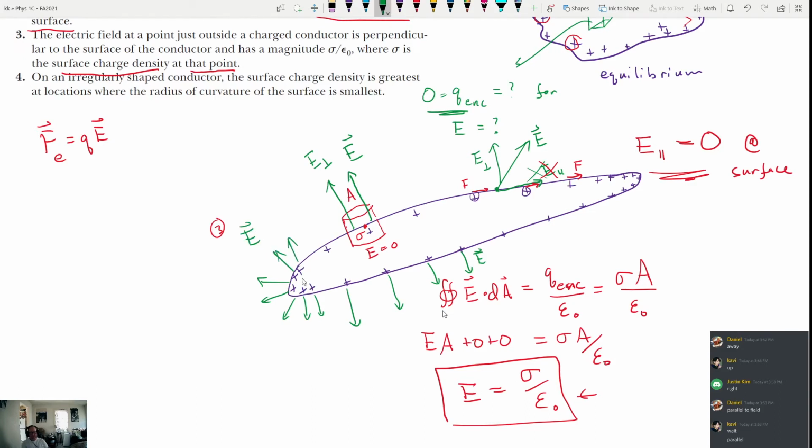And I'm just going to say the last one, number 4, basically states that if you have a sharp point, then the charge density in the sharp point is going to be a lot higher. There's going to be more charges packed in there. And because the charge density is higher, that means that the electric field's higher. Number 4 basically says that on an irregularly shaped conductor, the surface charge density is the greatest at locations where the radius of curvature of the surface is the smallest. That means where you have this really tight spike, right?